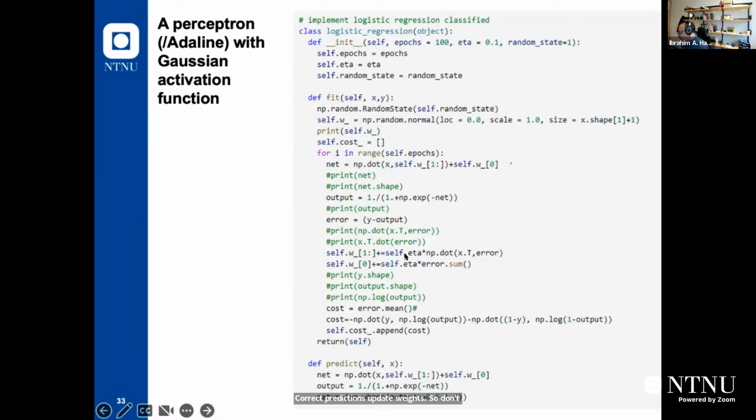So delta omega: omega equals omega plus delta omega. Delta omega would be eta multiplied by input multiplied by the error. For the bias, it will be just the error because the input equals 1. After that, we will calculate the cost. It will be the mean error.